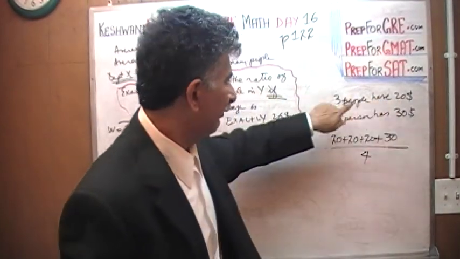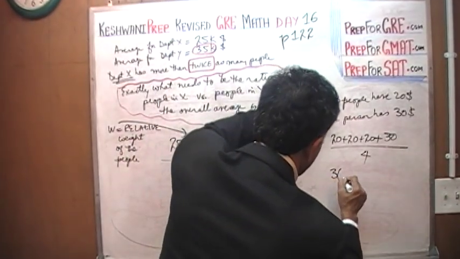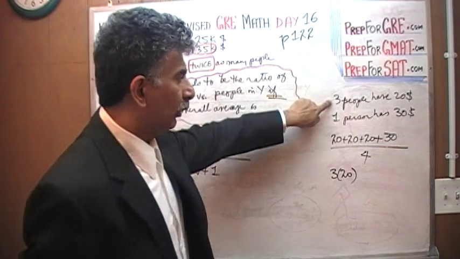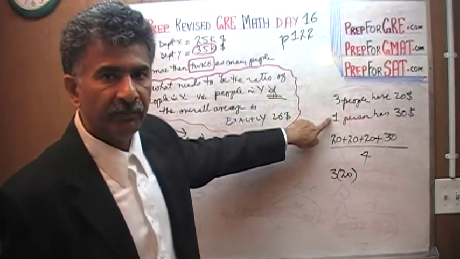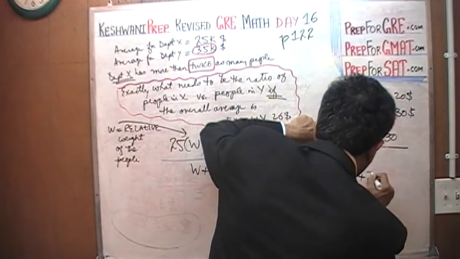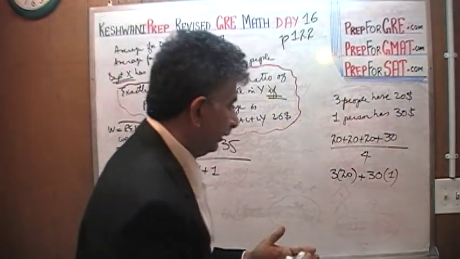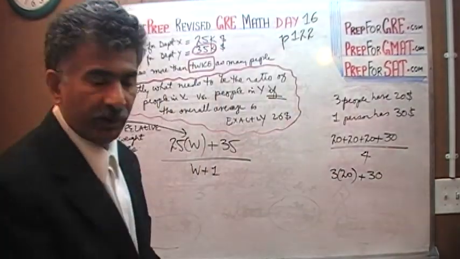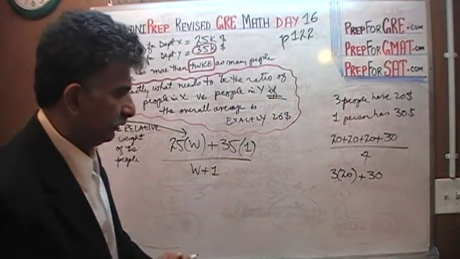How much weight do we assign to this 20? This 20 gets a weight of 3 because there are 3 of them. 3 times 20. What weight do we assign to this 30? This 30 gets a weight of 1 because there is only 1 person with $30. 30 times 1. But because it's 30 times 1, we don't have to write times 1. I could write it if you wanted to, but it's not going to serve any purpose.